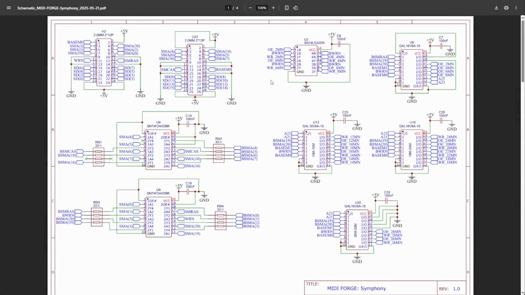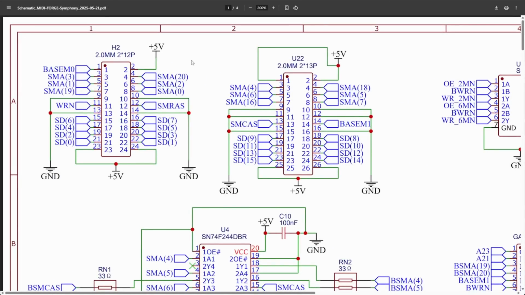So first let's have a look at the pinout of the pin headers that you can find on your AWE64 card. There are two pin headers. One is a 2x12 pin here in the top left corner, and then right next to it is a 2x13 pin connector. What is important to us right now are the SMA pins.